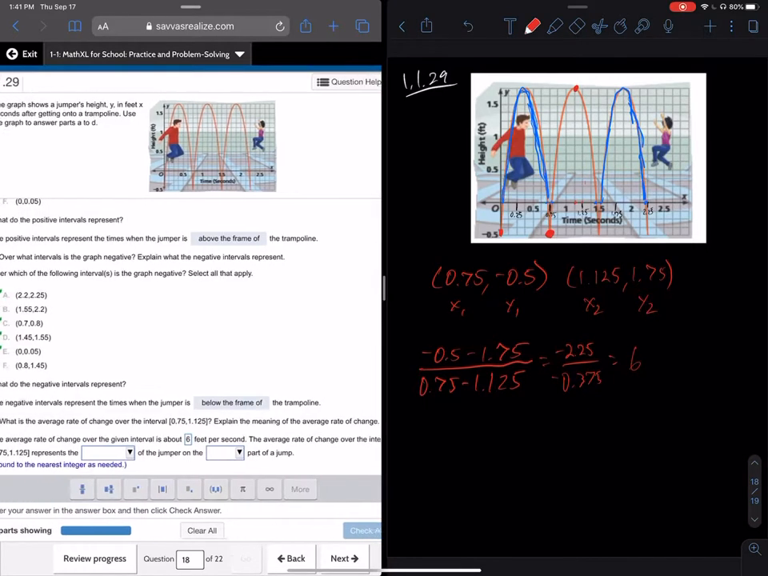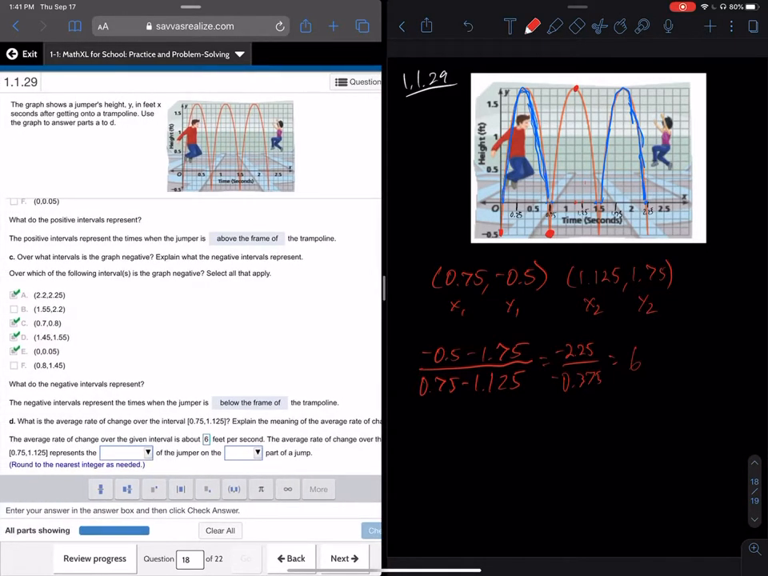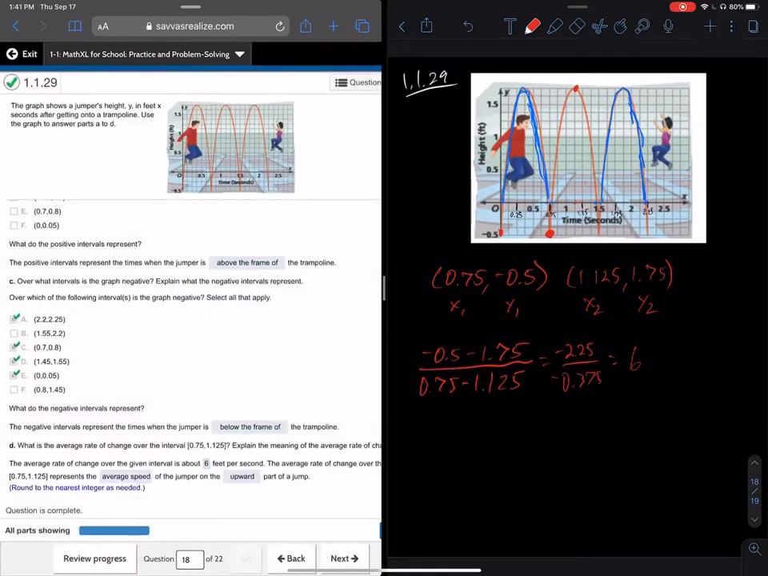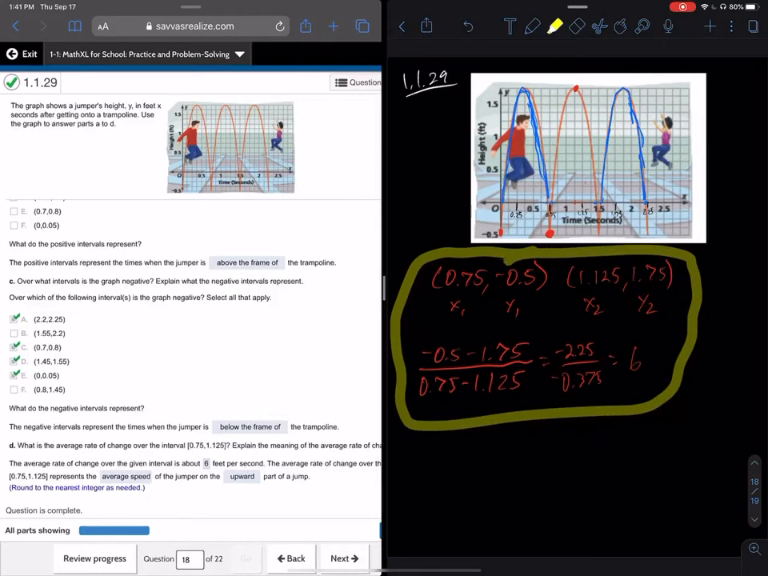The average rate of change over the interval, so now they're giving us, represents the speed. All right, we're talking about 6 feet per second. So it represents the average speed of the jumper, and here we're going up on the jump. So that's going to be the upper part of the jump. So we'll check our answer. We got that right. This part right here is definitely going to be the hardest part.